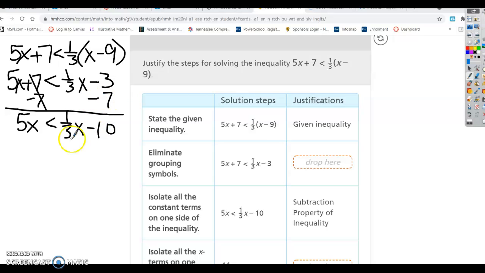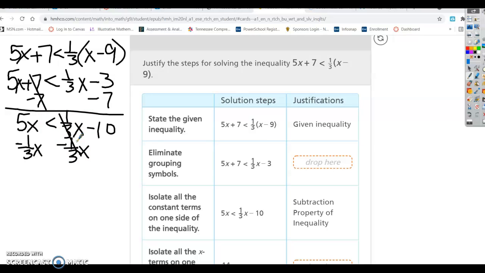All right, now I need to get my variable on one side of the inequality. So I'm going to subtract 1/3 x from both sides. Since I have a positive 1/3, I have to do the opposite of that, which is subtract.